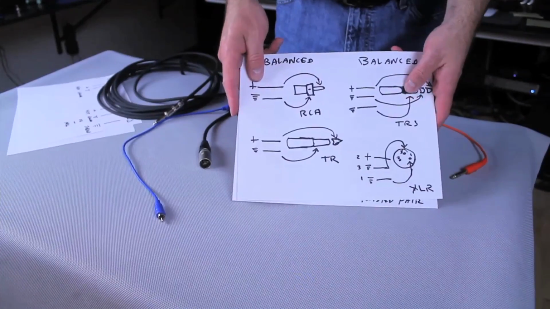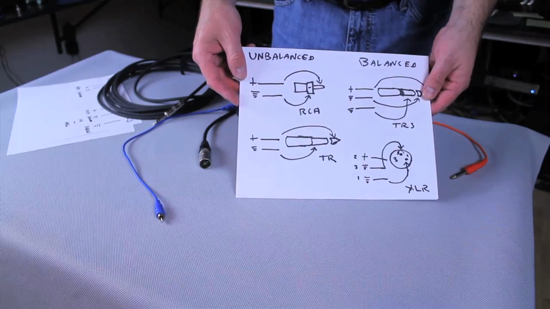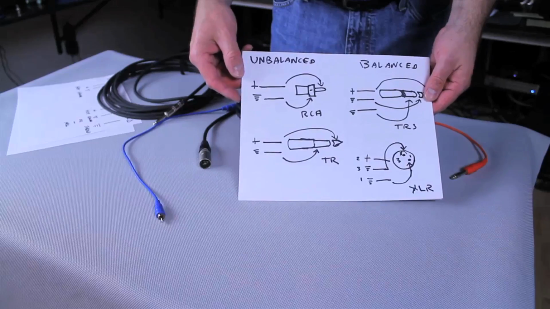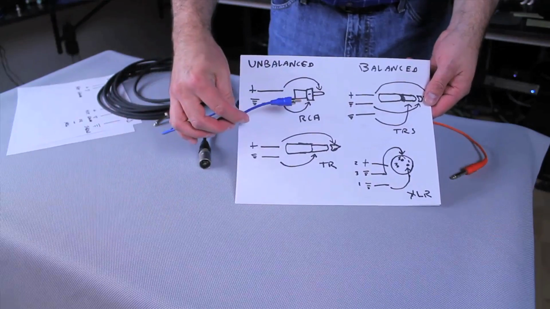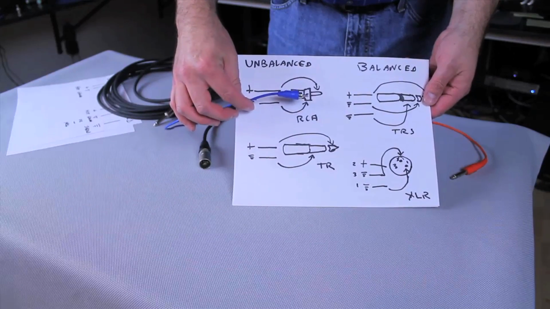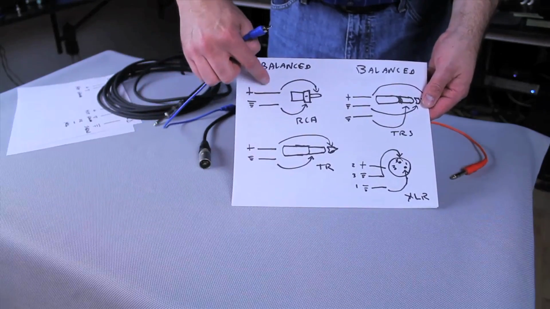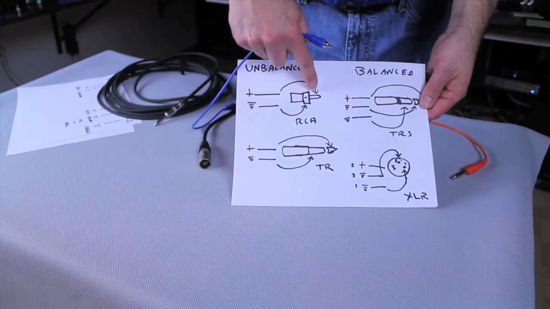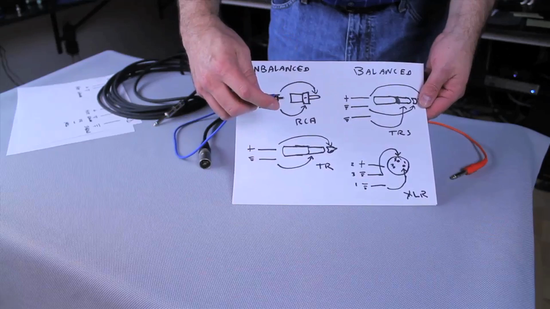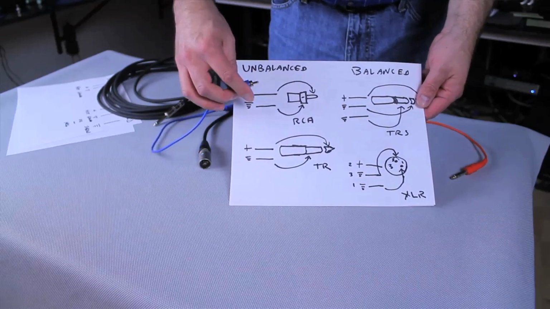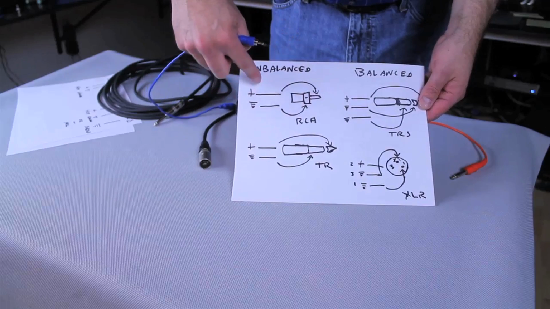Types of connectors and cables in the unbalanced and balanced world. Unbalanced, here's an RCA. This is like consumer equipment. This is very typical of what you'd find on a stereo. We have the hot goes to the tip, and the ground or neutral goes to the sleeve on here. Again, we have the circuitous positive to ground connection with electricity.